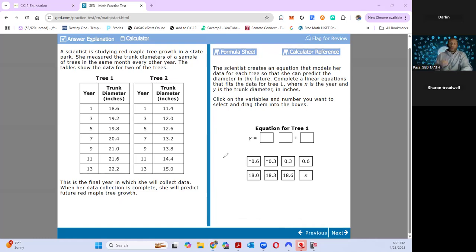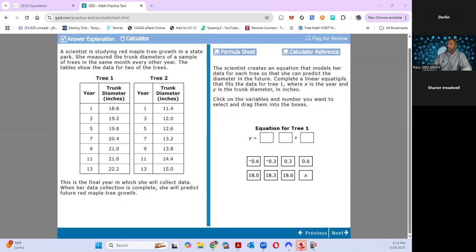Read the question first, so we know what we're looking for. Because sometimes what people do is they read that first paragraph, look at those two tables, read that third paragraph, and then come to the question. You might not have to do all that. By knowing the question, we know what we can just skim through and what we have to actually read. So first of all, the scientist creates an equation that models her data for each tree so she can predict the diameter in the future.